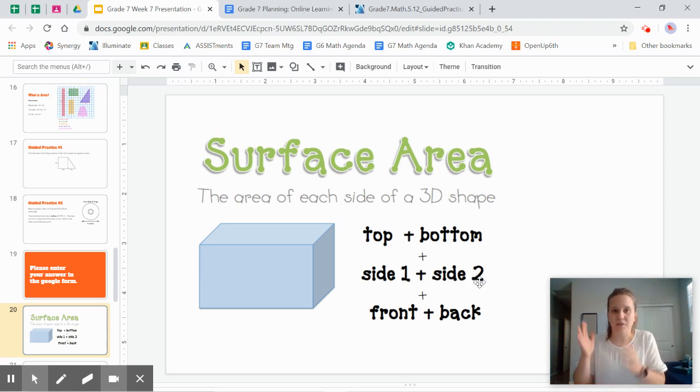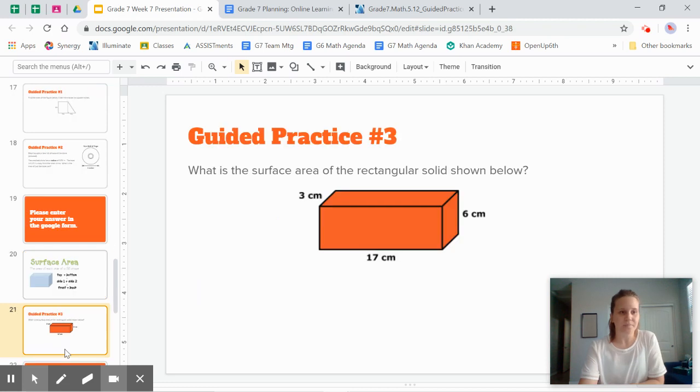Side 1 and side 2 are the left and right sides. If I find the area of one of those, then I know it's the same as the other side that I can't see in this picture. And the front and back, so this front face and the back face are the same. So if I find the area and think about it that way, I'm making sure to get all of my faces, even the ones I can't see.